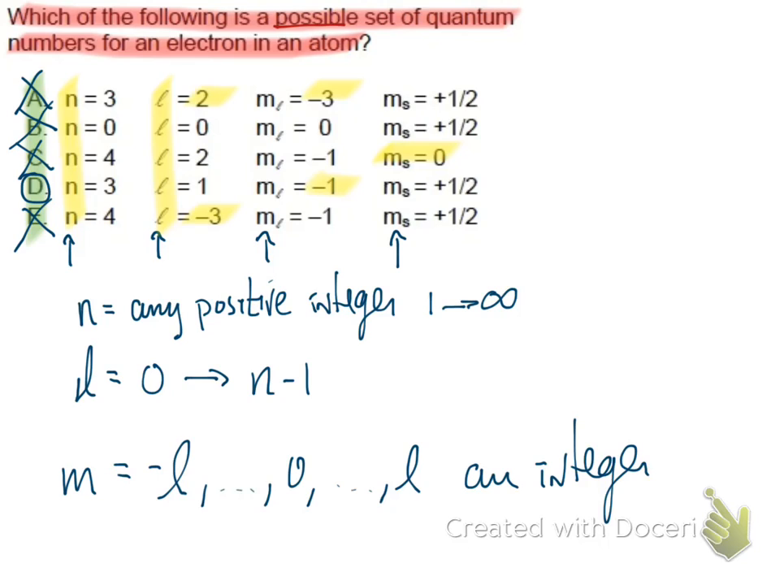We have n equals 3, that's okay. l equals 1, that is less than n, but still a positive integer, that's good. ml is minus 1, which is just minus l, so that's allowed. And then ms is plus 1/2, which is definitely a value that we're allowed to have for an electron spin. So D checks out as the right answer, and that'll be our right answer for this problem.